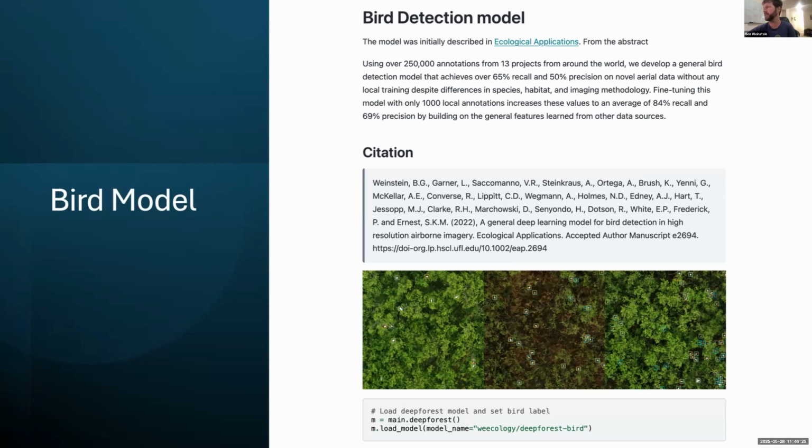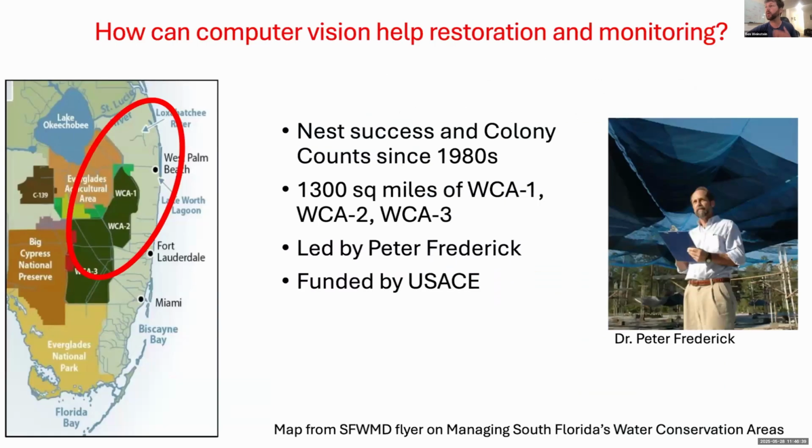And so starting from tree detection, we built a bird detecting algorithm. And this thing has been used again, hundreds of times now in a place that we just weren't really expecting. And so we're continuing to build our own research program, but at the same time, using Deep Forest as an open source tool. In our own work, we're working on restoration and monitoring in the Everglades.